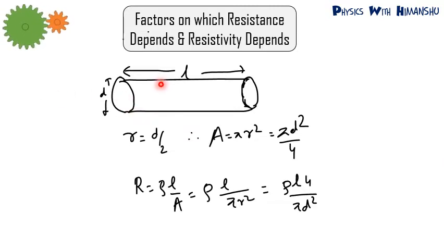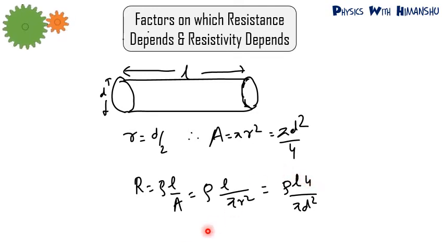Also, the formula can have other variants. Suppose the diameter of the wire is given, so the radius will be d by 2 and the area is pi r square. So the area will be pi d square by 4. Putting the value of area in the formula R equal to rho L by A, at the place of area we can write pi r square, or if we put r equal to d by 2, the formula becomes 4 rho L divided by pi d square.